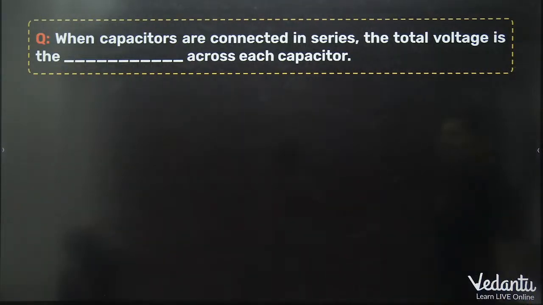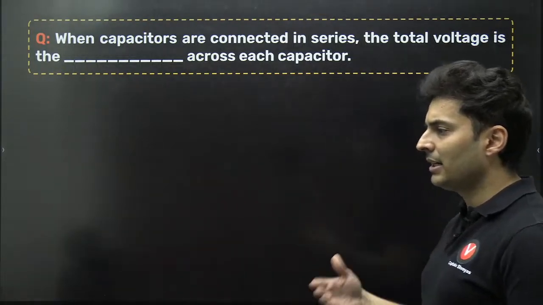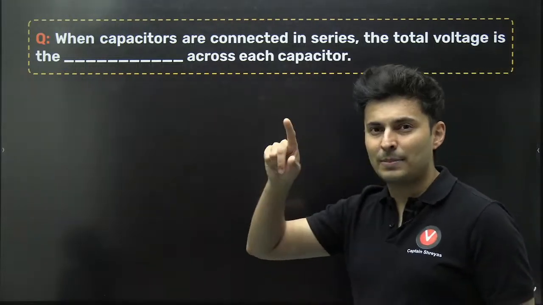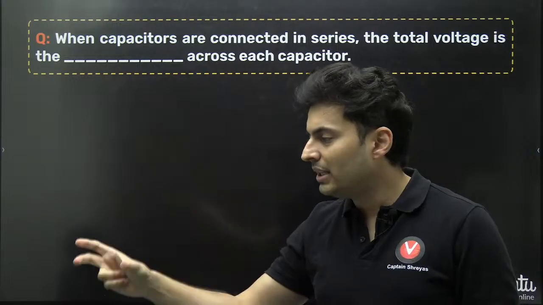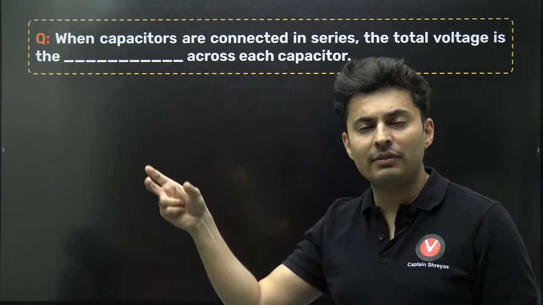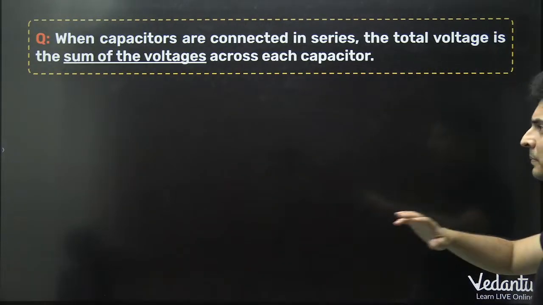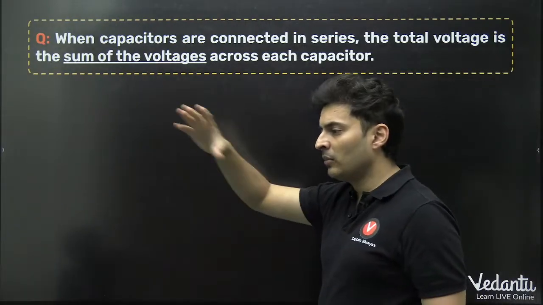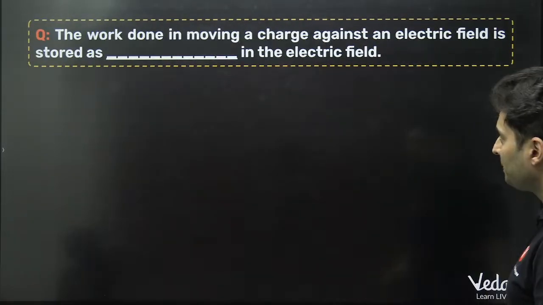When capacitors are connected in series, the total voltage is the dash across each capacitor. When capacitors are connected in series, the total voltage, not capacitance, voltage. Anything in series, V1, V2, V3, one after the other, you add V1, V2, V3, you get the total voltage. It's just the plain simple sum.